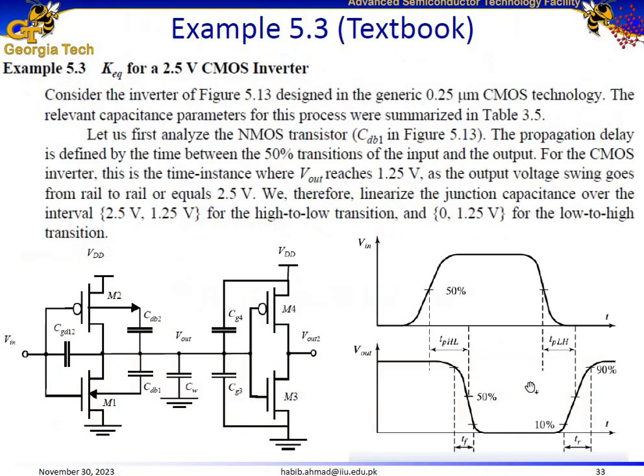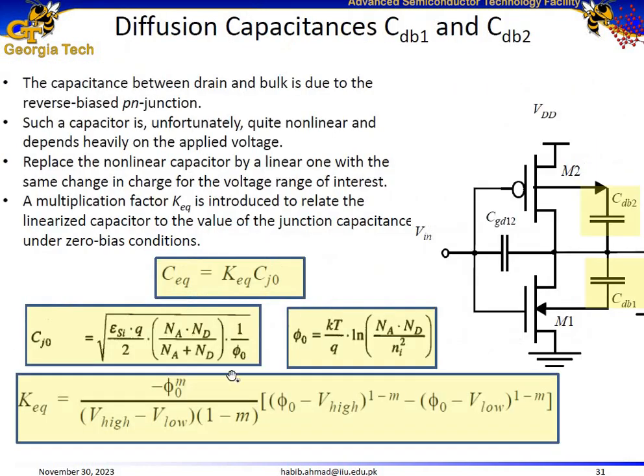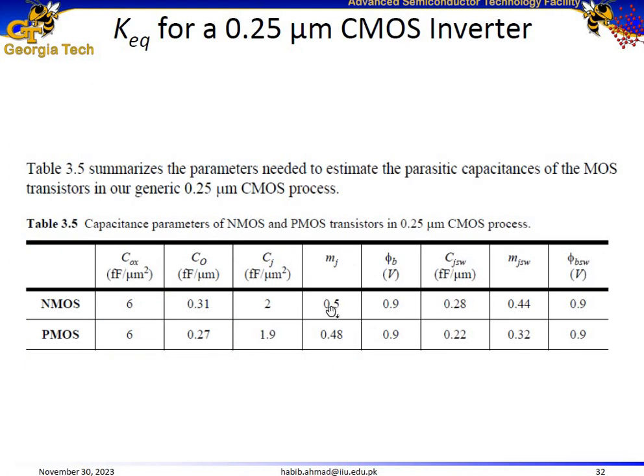Similarly, for low to high transition, let us go back to this plot. For low to high transition, once again we are talking about the 50% points. So we are transitioning from 0 to 1.25 volts, right? From 0 to 1.25. Once again, it's reverse biased, so we use minus 1.25. And pick the corresponding M and phi values from slide number 32. M and phi values for the NMOS from slide number 32.